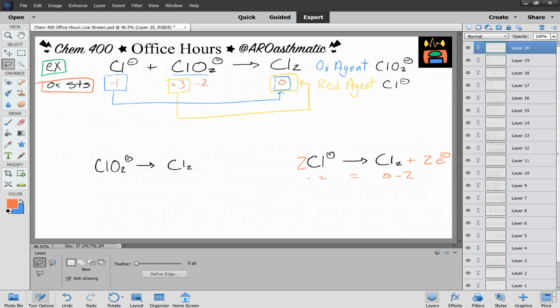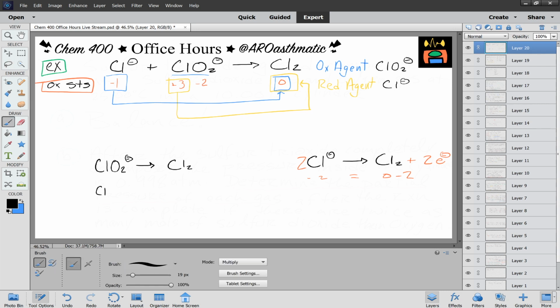All right, now looking at our other half reaction. So we need to balance our atoms. This is going to be a little more intense or involved, I guess I should say. We have chlorine and oxygen, 1 and 2, and on the product side, we just have chlorine. So first step, to balance our chlorine, we're going to multiply chlorite by 2, giving us 2 chlorines and 4 oxygens.